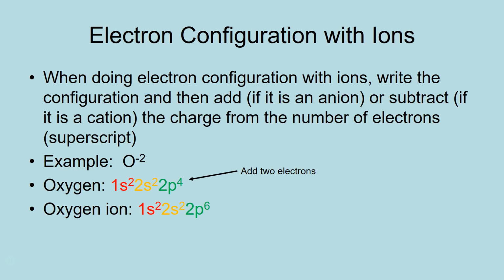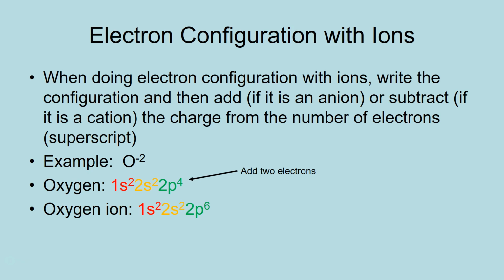We can also do electron configurations with ions. So when doing electron configuration with ions, you write the configuration, and then you add if it's an anion or subtract if it's a cation, the charge from the number of electrons. Sometimes this is going to cause you to go back to a previous energy level, and that's okay.